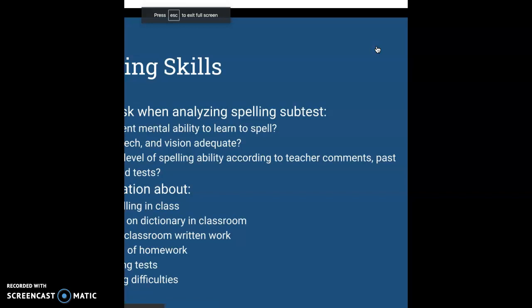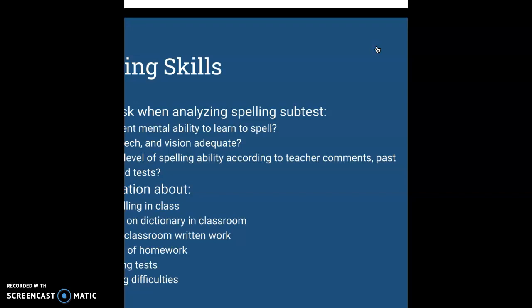Okay. For the final two slides, the analysis of spelling skills. When an examiner is analyzing the results of a spelling subtest, the examiner should ask questions like, does the child have sufficient mental ability to learn to spell? Are the child's hearing, speech, and vision adequate? What is the child's general level of spelling ability according to teacher comments, past evaluations, or standardized tests?